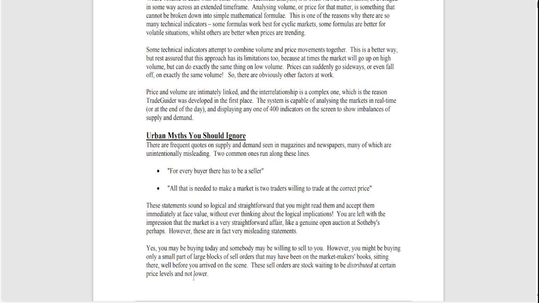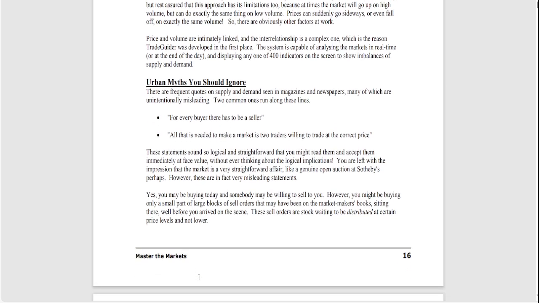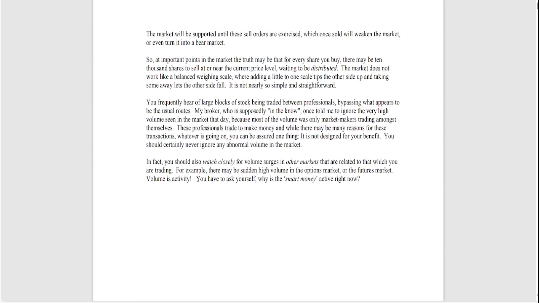So players basically accumulate stock. They buy a large sum of stocks, a large sum of contracts of different instruments, and then after the price goes up in a bullish rally, they distribute, selling those holdings at higher rates. They don't do that at once. They do it slowly, and that's called distributing at certain levels and not lower. So the market will be supported until these sell orders are exercised.